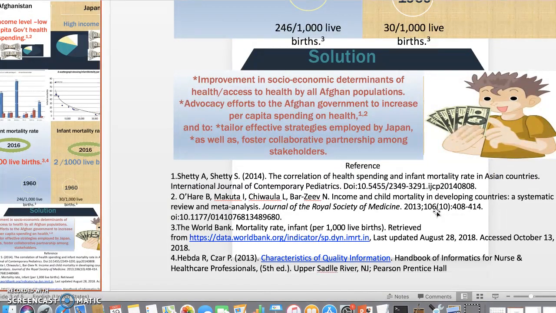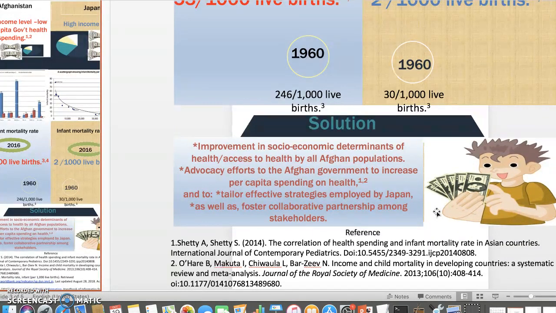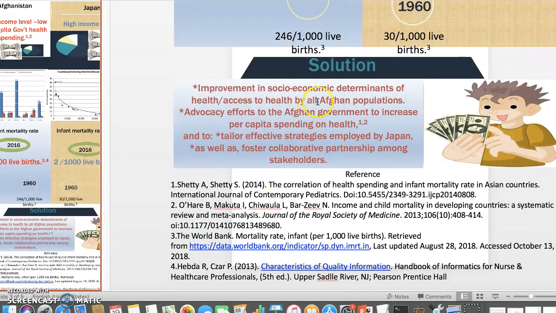Solution: to look at the problem in Afghanistan after comparing the income levels and also making a direct comparison to Japan, a country with significant and better statistics for infant mortality. The suggestion here is that there has to be improvement in socioeconomic determinants of health and also access to health by all Afghan populations, which helps a long way to reduce the problem of infant mortality. Advocacy efforts to the Afghan government to increase per capita spending on health.